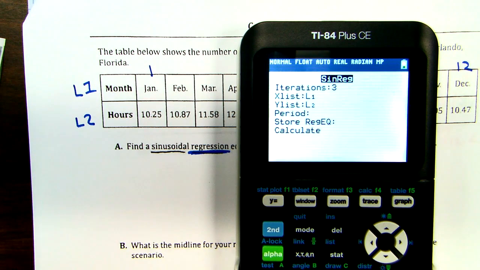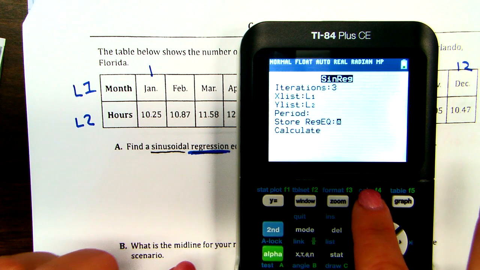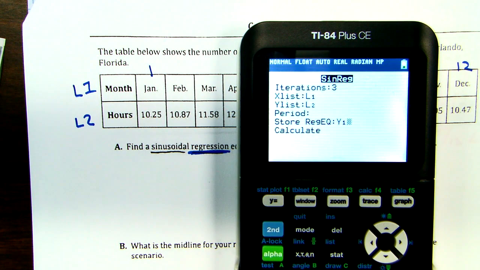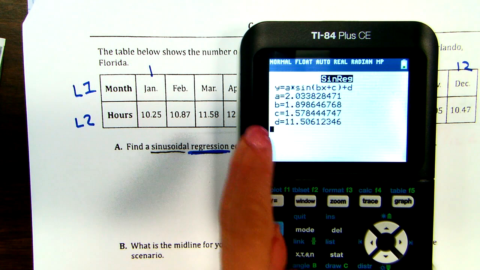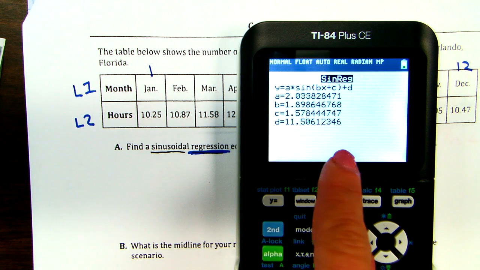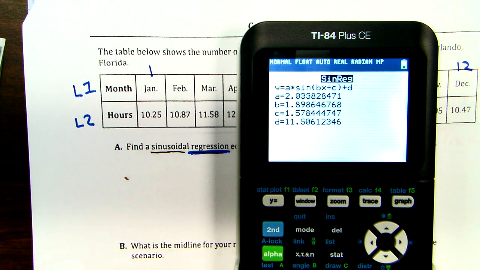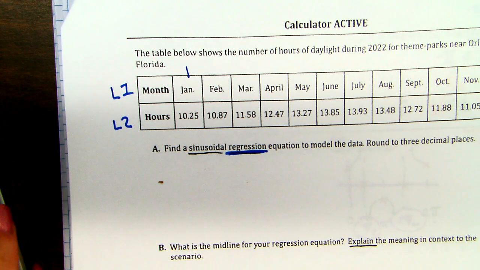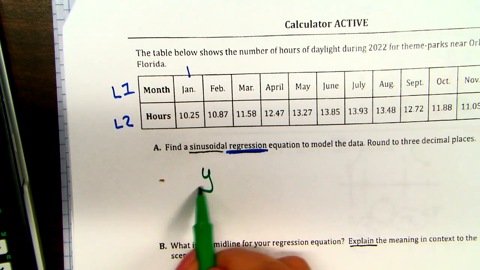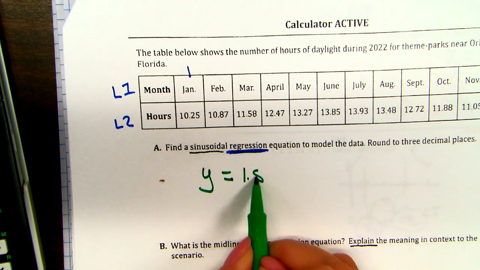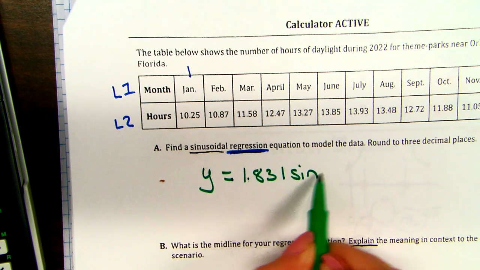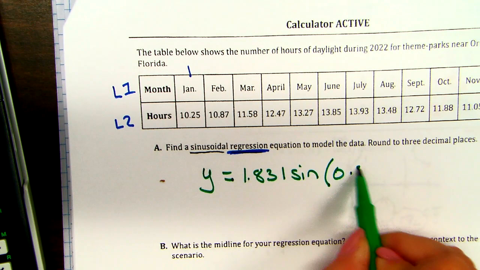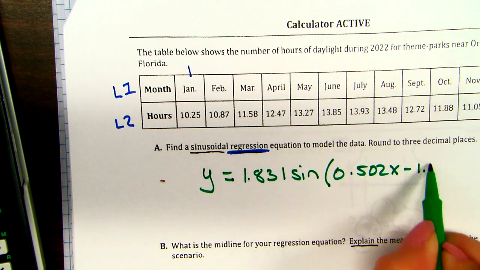Do we remember how to store? Alpha, trace, enter, and calculate. And it's so nice. It gives us the equation at the top, right? And then it tells us put A, B, C, and D right in those places. Plug them right in. And the directions here tell us to round to 3 decimal places. So make sure you round correctly.